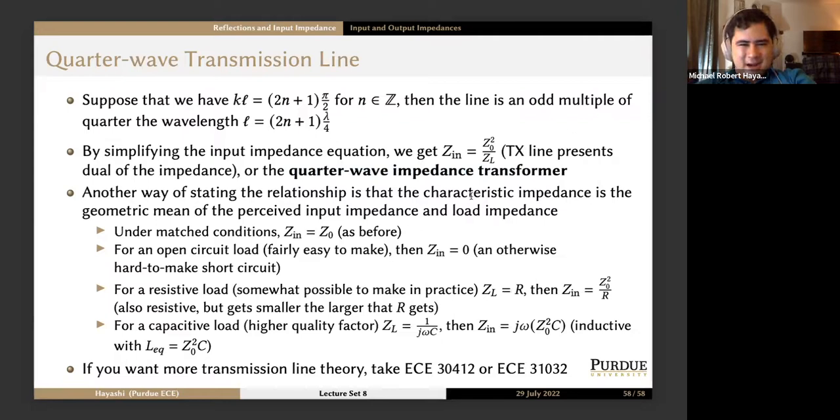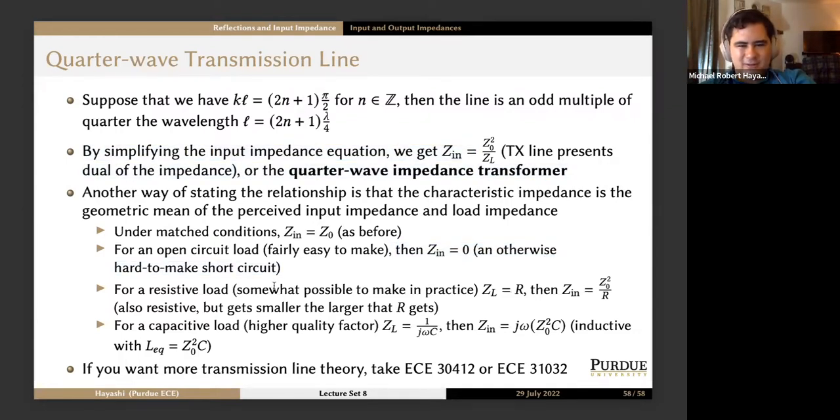Another way of stating this is that the characteristic impedance is the geometric mean of the perceived input impedance and the load impedance. Another geometric mean relationship for this class. So under matched conditions, Zn is equal to Z0 as before. But what's really interesting is that if you put an open circuit in here, so put ZL equal to infinity, you get Zin is equal to 0. So you can make a short circuit by using a quarter wavelength line that's terminated with an open circuit, unterminated basically. Wow, that allows us to make an actual practical short circuit.